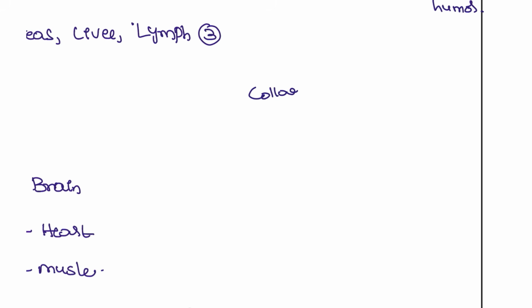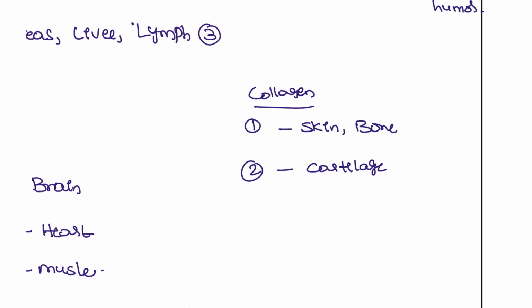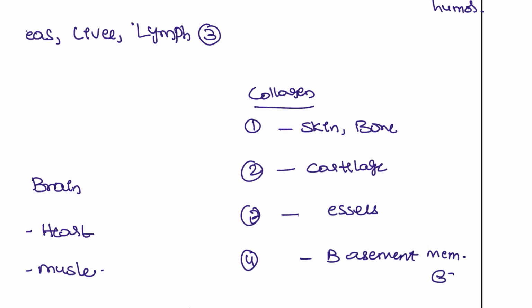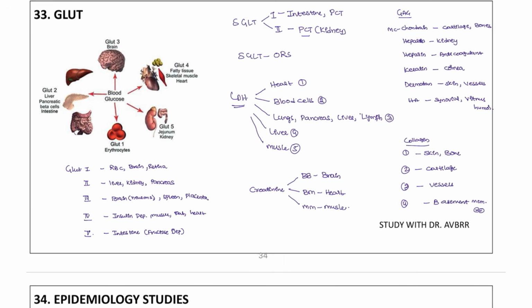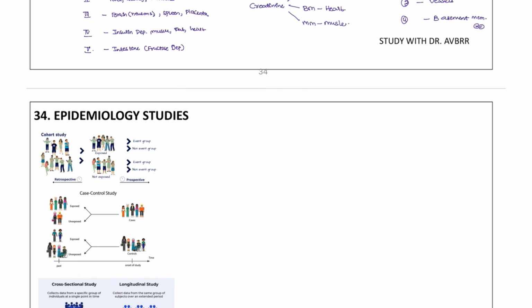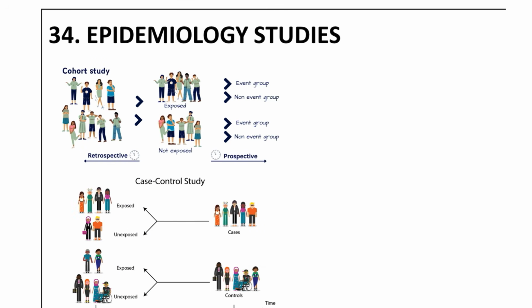Next, collagen. Collagen type 1 is seen in the skin and also in the bone. Type 2 is seen in the cartilage. Type 3 is seen in the vessels, arteries, and the fourth one is seen in the basement membrane. Okay, basement membrane of kidney. So these are the collagen types. These points can be asked, guys. Please don't miss them. Next, epidemiological studies.